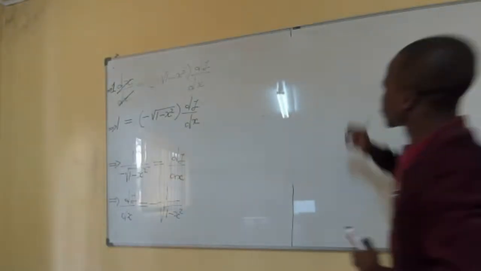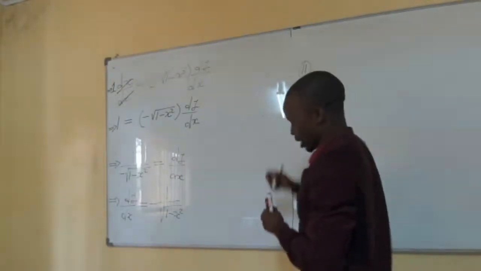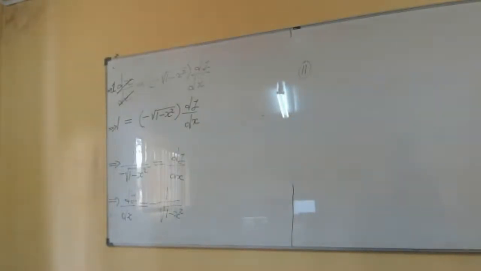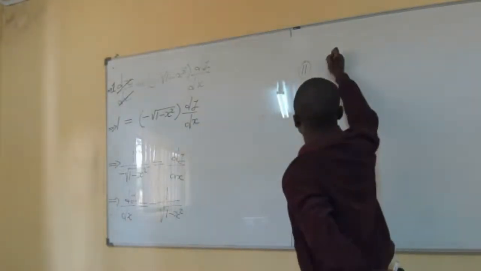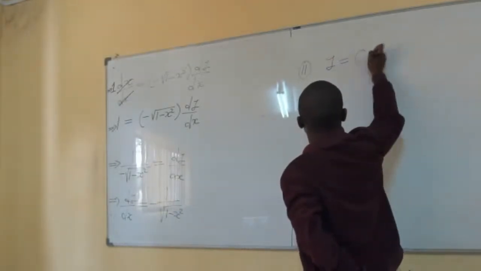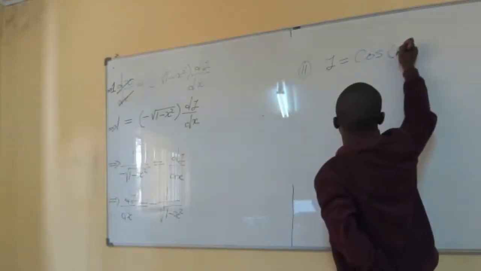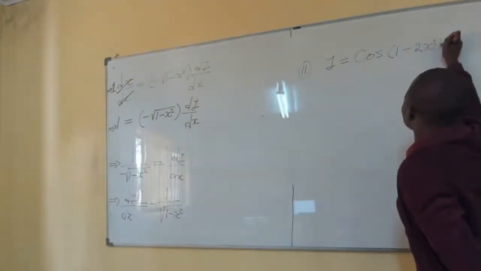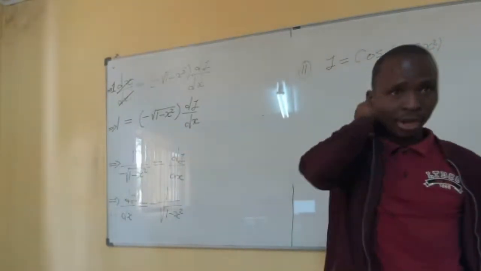So now let's go to part 2. Part 2 is saying that y is equal to the cosine inverse of 1 minus 2x squared.